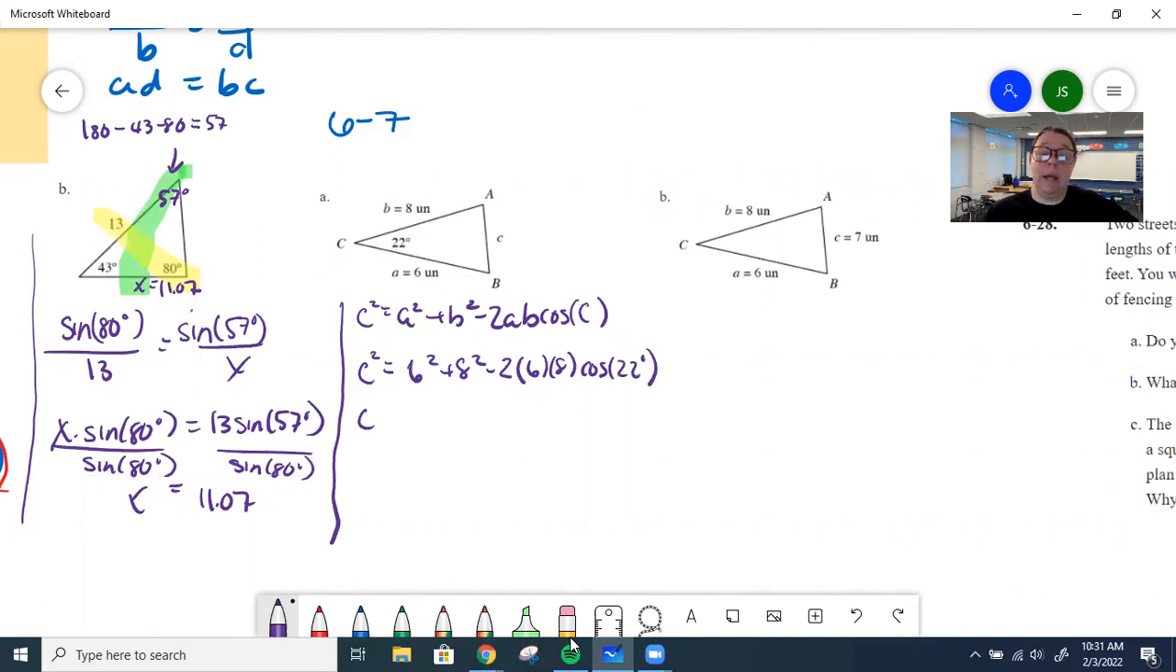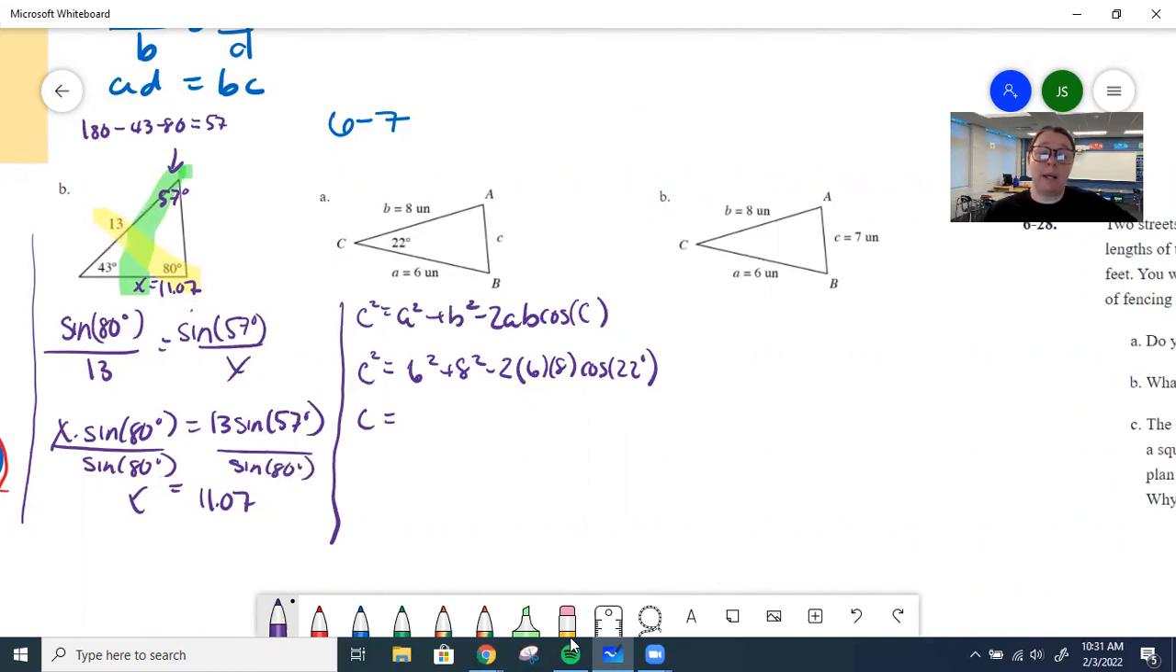Now, to be honest, what I do, I don't feel it's really cheating, but I just want to get it in as few steps as possible. Again, I'm not going to figure out 6 squared, figure out 8 squared, figure out this, then subtract, then whatever. I'm going to put it all in my calculator in one stop.